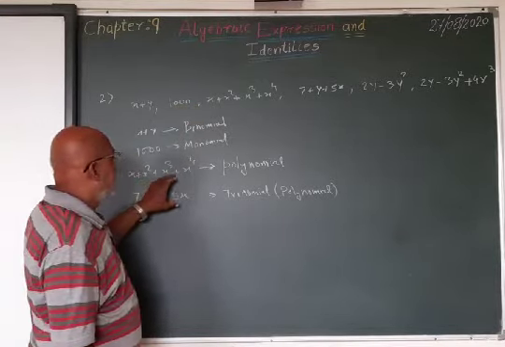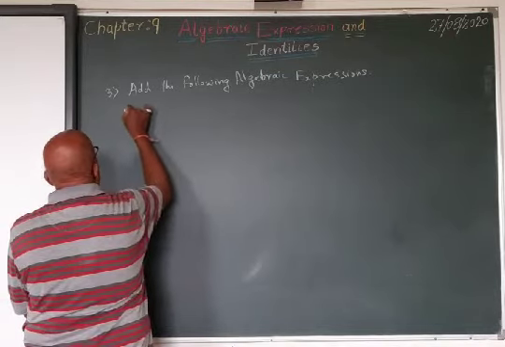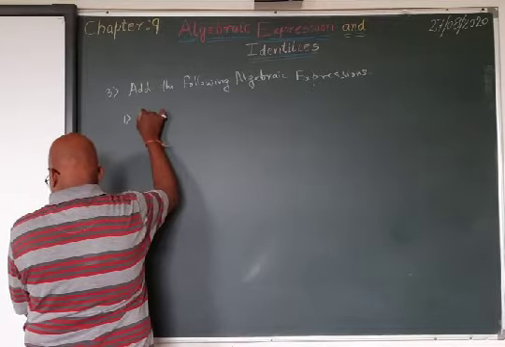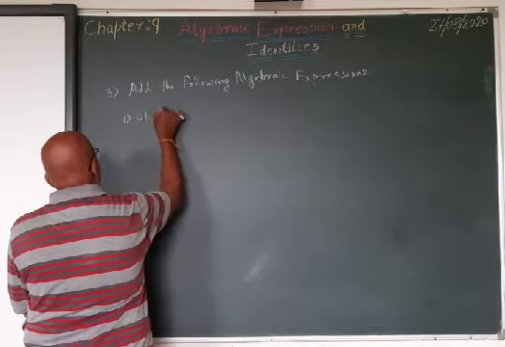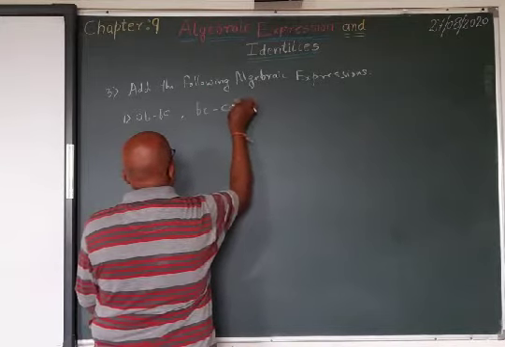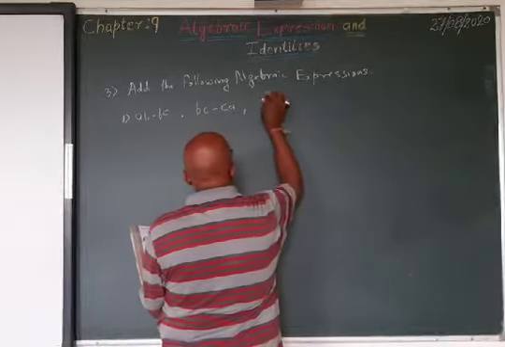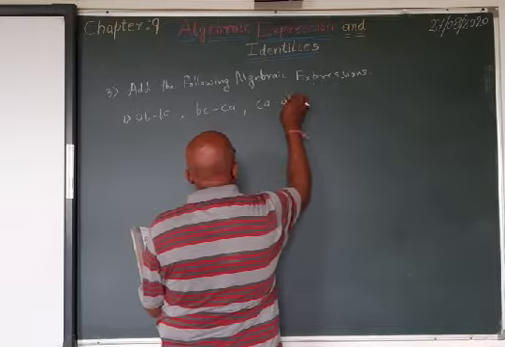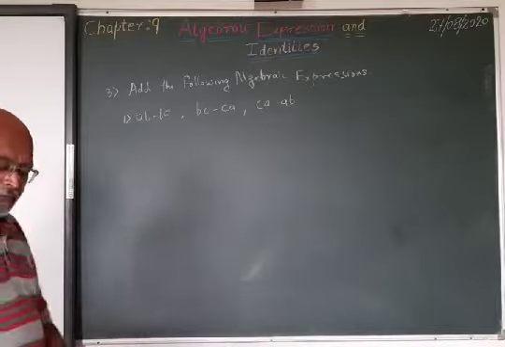Now, I will take one example. Say the first one only. The three terms are given here. I will write those three. AB minus BC, comma, then BC minus CA, comma, CA minus AB. Got it clear?